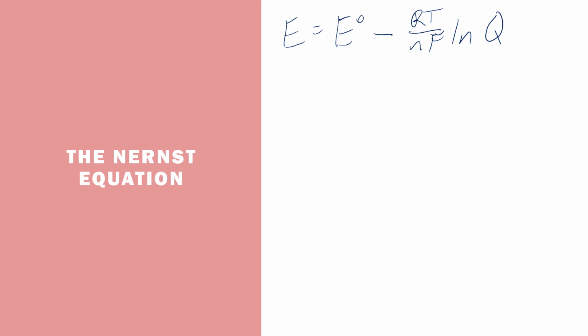So if we look at each part of this, it's non-standard, standard cell potentials. R is your constant, the 8.314. T is temperature in Kelvin. N is the moles of electrons involved in the process. F is Faraday's constant, 96,485. And Q is the same Q that we used back in Unit 7 to look at equilibrium.